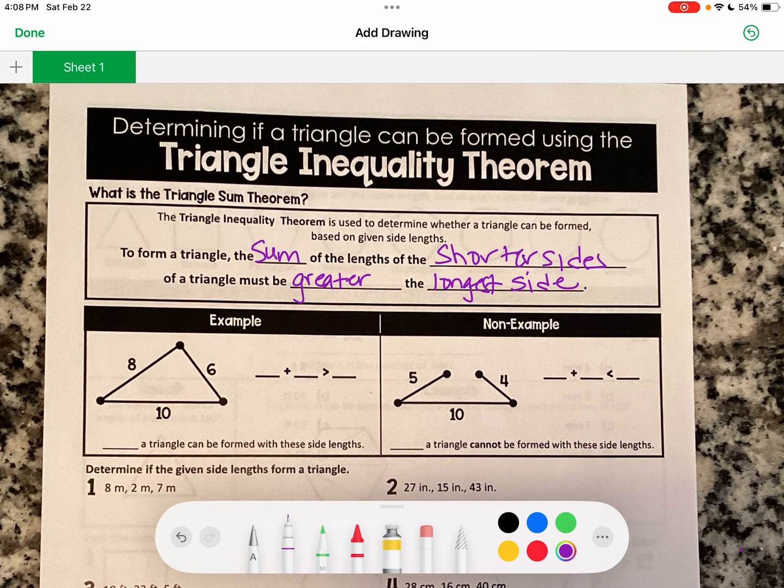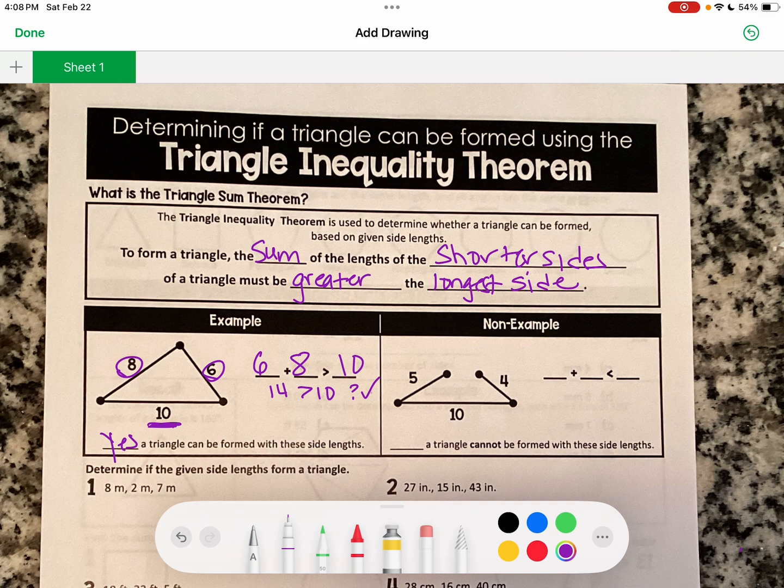For example, if you take a look at this very first one, you're going to choose, okay, what are my shorter sides? Well, I've got 6 and I've got 8, so we're going to plug that in. When I add 6 and 8, it has to be greater than my longest side, which is 10. Well, when I add 6 plus 8, I get 14, and is 14 greater than 10? Yes, it is. And so yes, a triangle could be formed with these dimensions, okay?